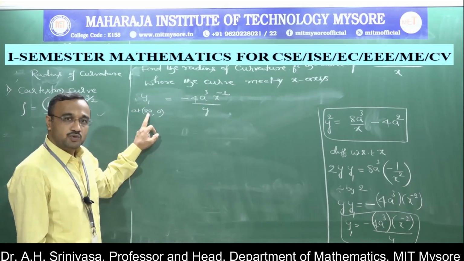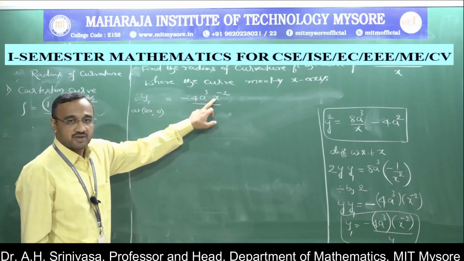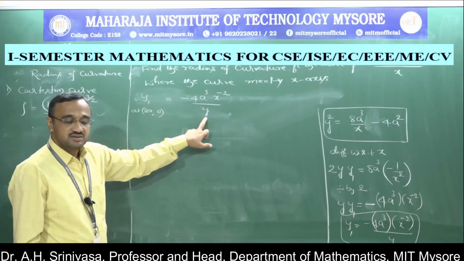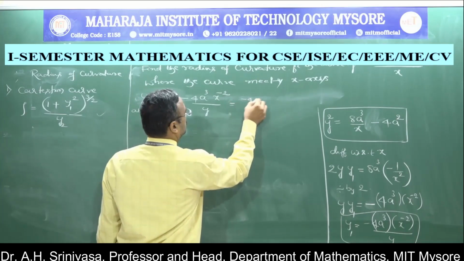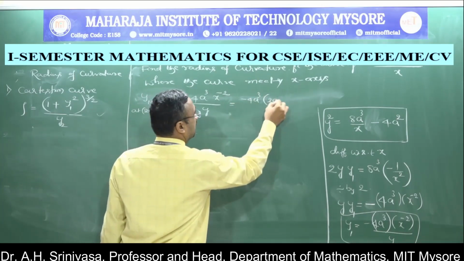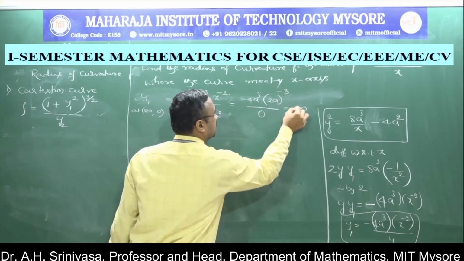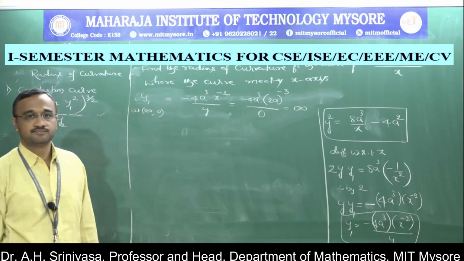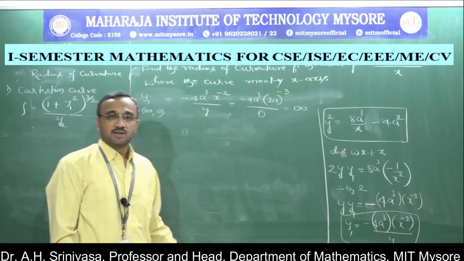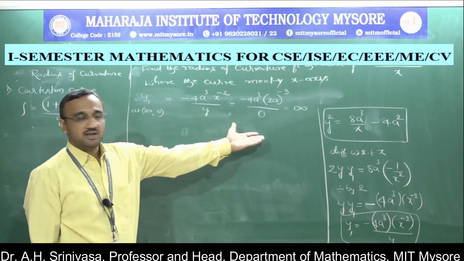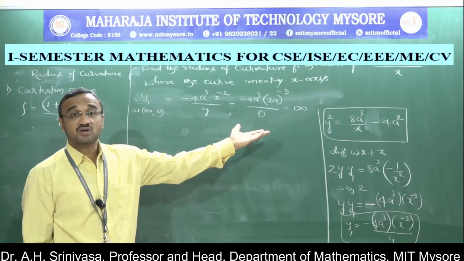In place of x, you put 2a. So this becomes minus 4a power 3, 2a whole power minus 2, divided by 0. What does it give? This becomes minus 4a power 3, 2a whole power minus 3, then whole divided by 0. It should give infinity. Now I got infinity. This shows that the curve at the point 2a comma 0 gives an infinite derivative. We don't want that infinity.